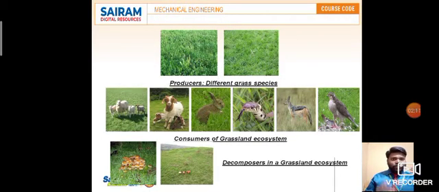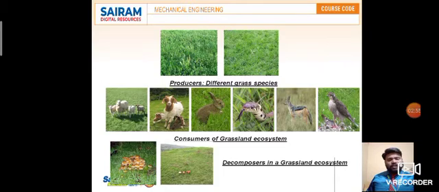Now I'm going to categorize them into producers, consumers, and decomposers. We have categorized them into three different types, and the respective images are shown on the slide. The first one is the producers, the different grass species. You can see the different grass species, and different names are given to them. Those are called producers. Now slowly we'll move on to the consumers of the grassland ecosystem. There are lots of insects, birds, animals and creatures, and all of them depend on these producers. Those are called the consumers of the grassland ecosystem.